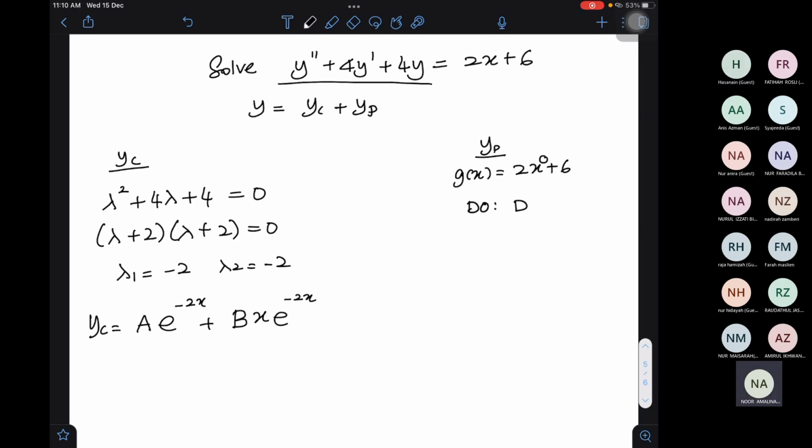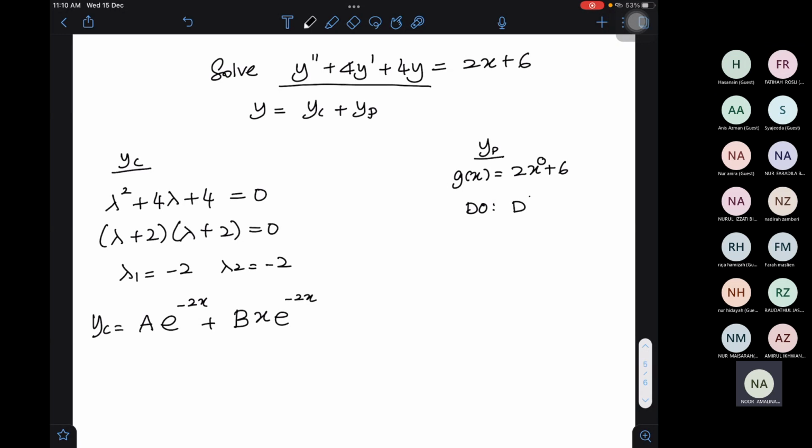D kuasa apa? D kuasa 2. Okay. Macam mana kita nak cari form of YP? Ingat, annihilator approach ni hanya digunakan untuk mencari form of YP, bentuk YP sahaja. Cara dia sama je nanti. Okey, macam mana kita nak cari form of YP?